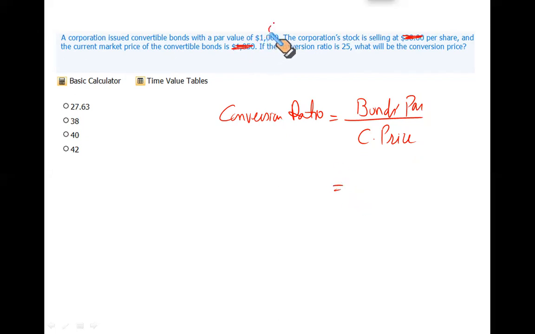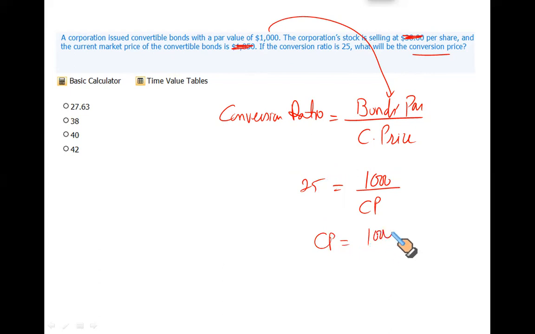Bond par, face value, nominal value is $1,000. We need to find the conversion price, CP. We have been given the conversion ratio, 25. So make CP the subject of the formula. You get 1,000 upon 25. So that gives you 40. So conversion price is 40, irrespective of whether the market price is 38 or whatever. So this is the conversion price.